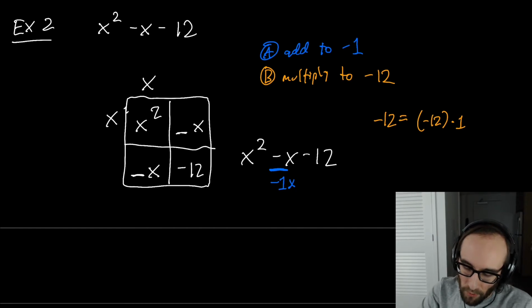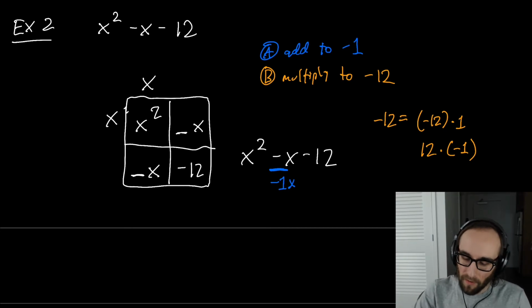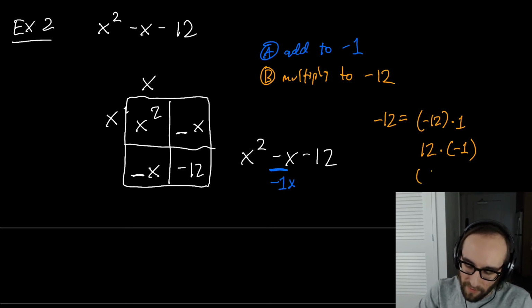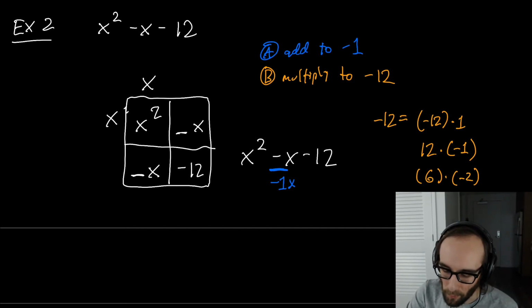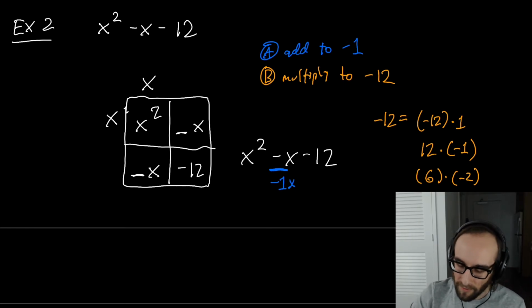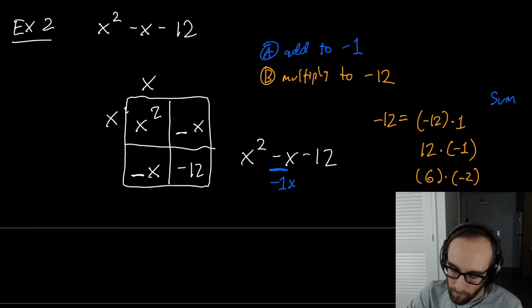We could also do 12 times -1. We have 6 times -2. We have -2 times 6. We have 3 times -4. And -3 times 4. So here 12 has a lot of factors, so a little bit more writing. For all of these, let's go ahead and find the sum.